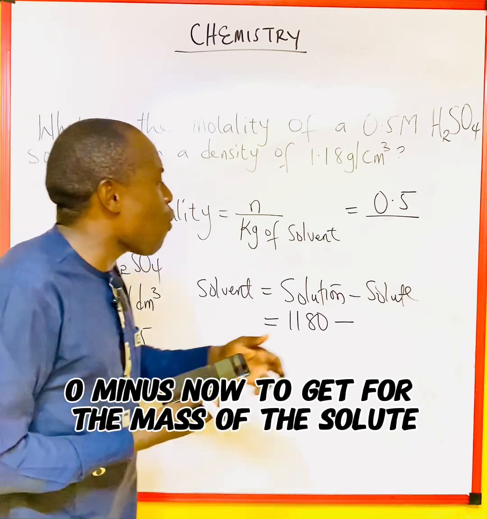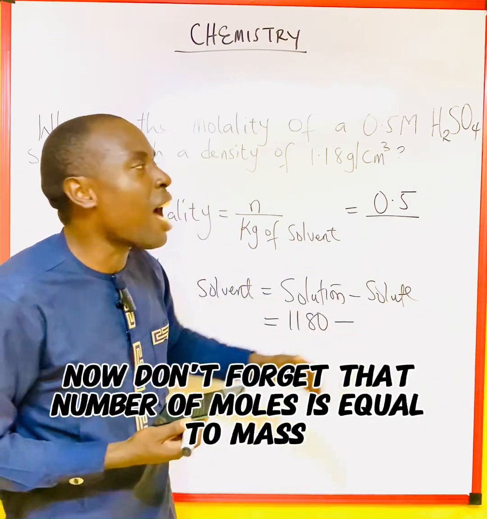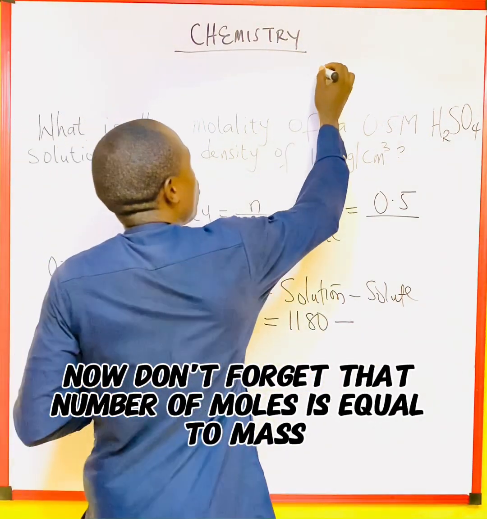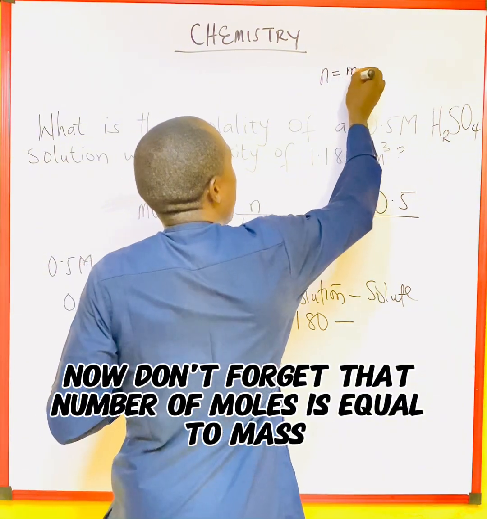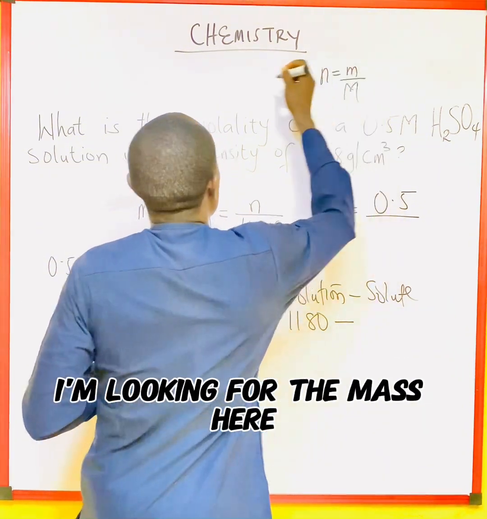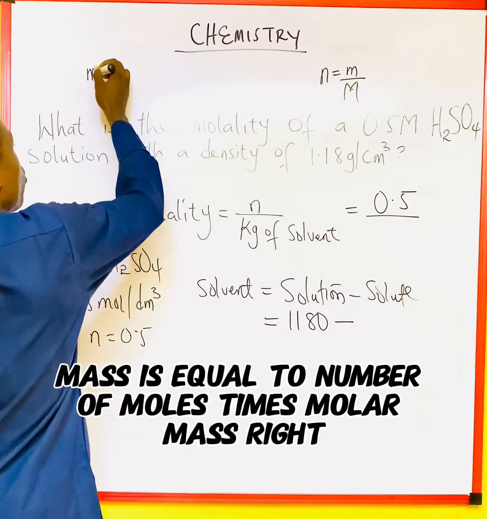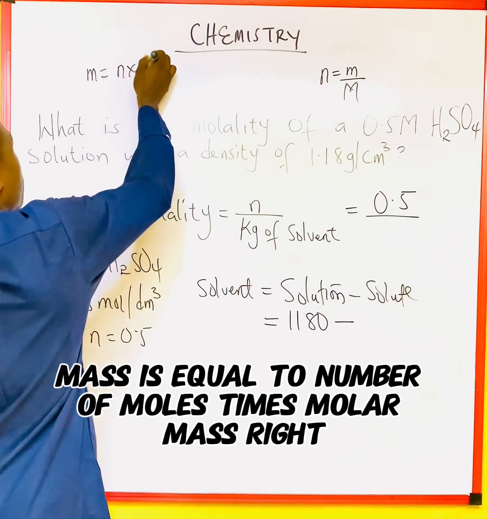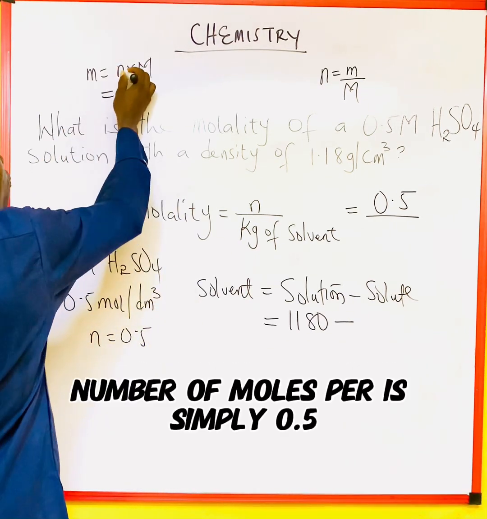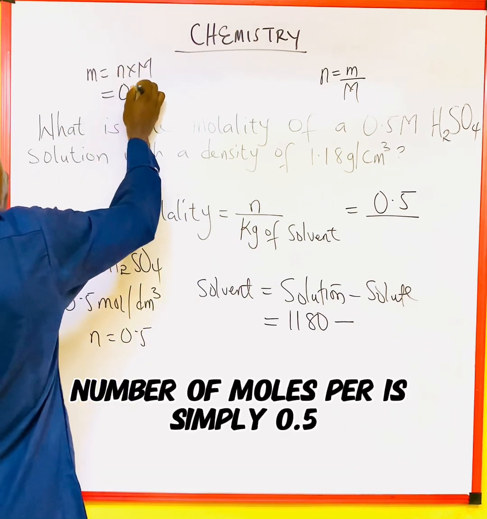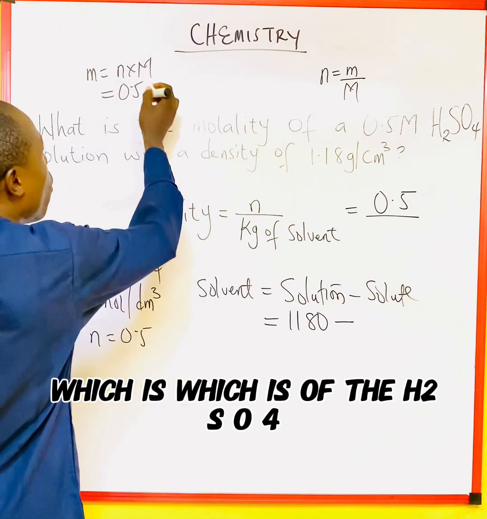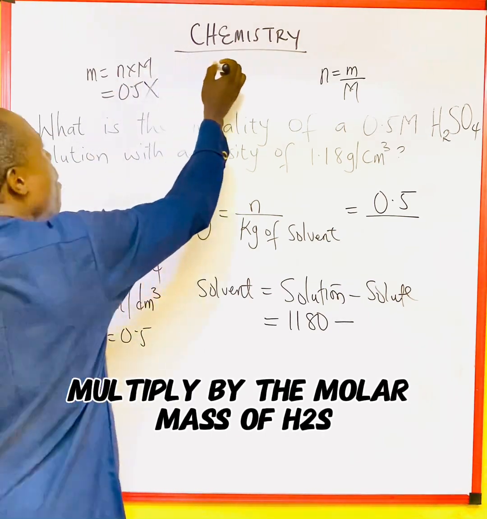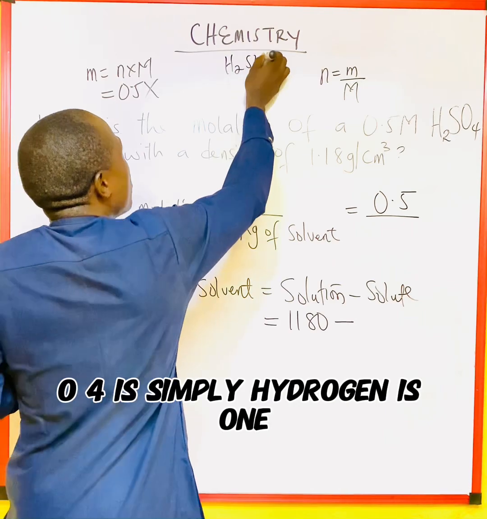Now, to get for the mass of the solute, don't forget that number of moles is equal to mass over molar mass. I'm looking for the mass here. Mass is equal to number of moles times molar mass, right? Number of moles here is simply 0.5, of the H₂SO₄, multiplied by the molar mass of H₂SO₄.